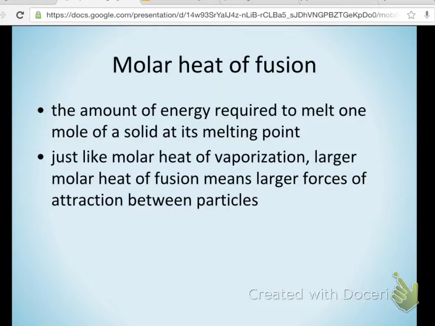When you have a bigger molar heat of fusion, it's indicative of stronger forces of attraction. If there are stronger forces of attraction intermolecularly, it's going to take more energy to move those things apart. Okay?